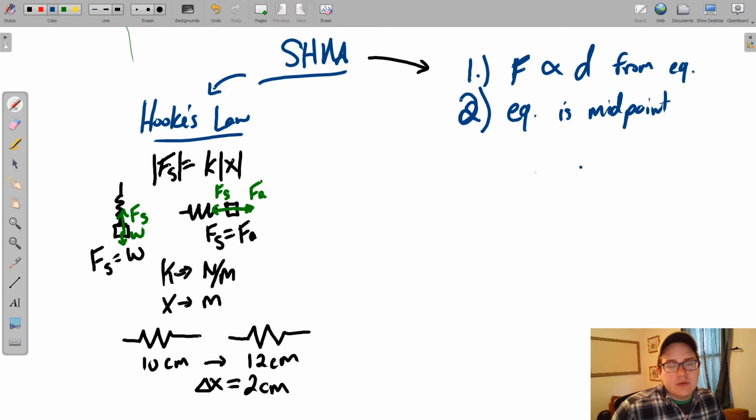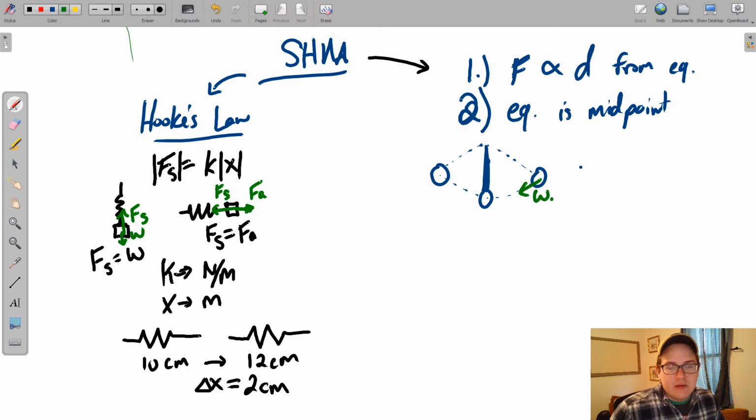Let's go through a couple of examples of what that looks like. The first one would be a pendulum, so let's do a pendulum that is oscillating back and forth. I've got a pendulum here oscillating back and forth. Does this fit the criteria? Well, yes. The restoring force here, let me use a different color for this, is going to be weight.